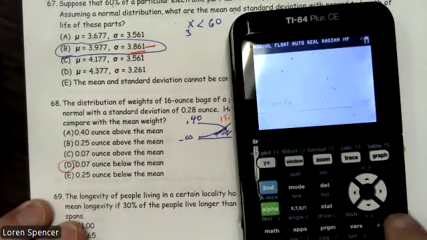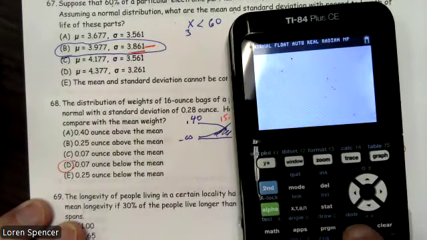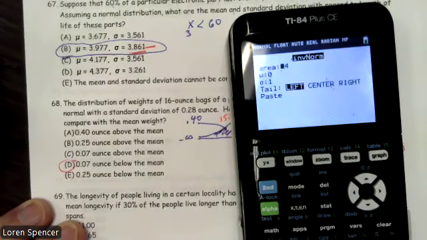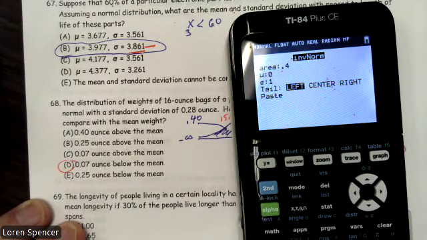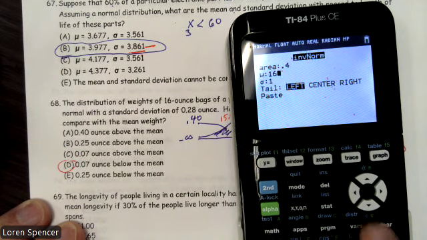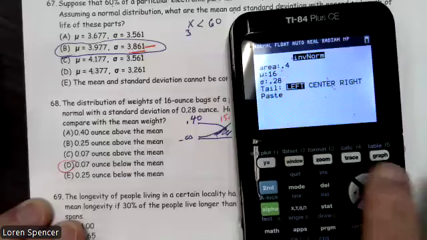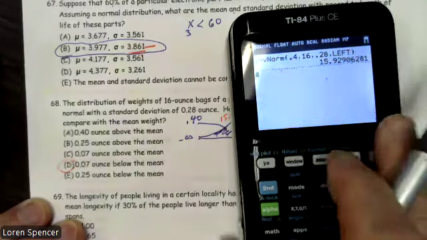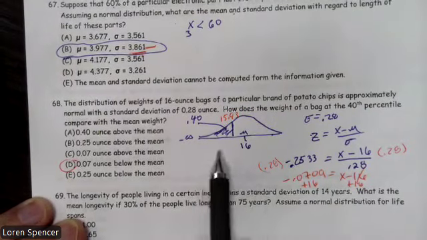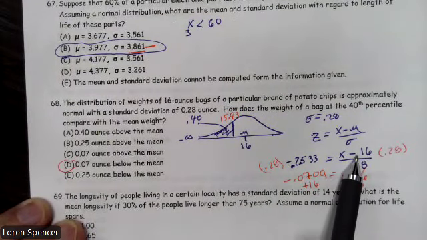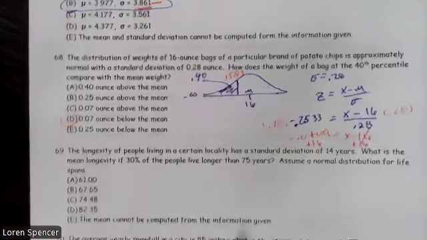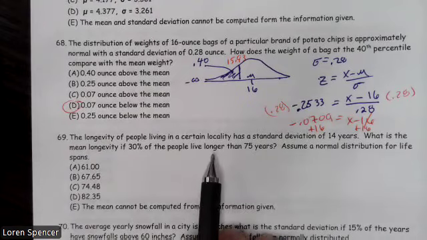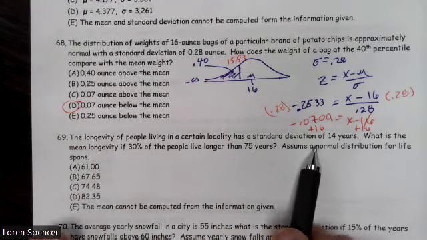Now, there's another way around this. It's really nice and fast. Second vars, inverse norm, area 0.4. Oh, what's my mean? My mean is 16. What is my standard deviation? 0.28. Remember, we're shading from the left, and we get 15.929 right there. So our x value is 15.929, which is less than 16. So we're 0.07 below.